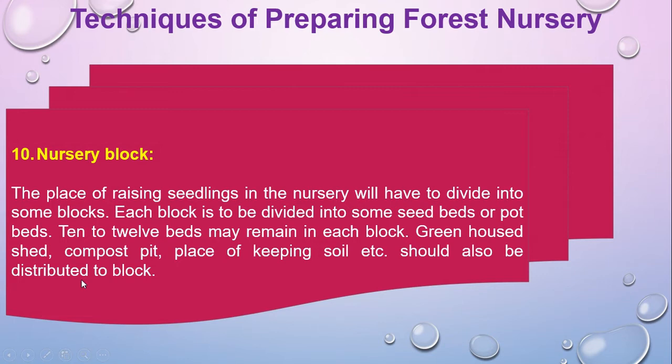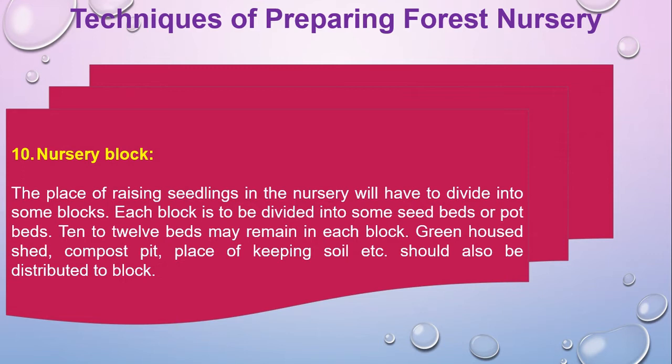Next point is nursery block. That means the place for raising seedlings in the nursery will have to be divided into some blocks. Each block is to be divided into some seed beds or pot beds. Ten to twelve beds may remain in each block. Greenhouse, shade, compost pit, place for keeping soil, etc. should also be distributed to blocks. That means one place should be the greenhouse, another is compost, an equipment keeping house, then a soil keeping house.